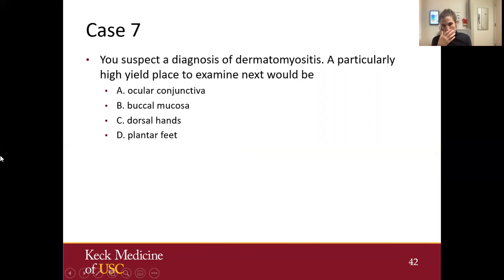And in this case, the question is, you suspect a diagnosis of dermatomyositis, and a particularly high yield place to examine next would be: is it the ocular conjunctiva, the buccal mucosa, the dorsal hands, or plantar feet? Any thoughts? Move forward. And the answer to this is dorsal hands. We have a picture coming up next showing that.